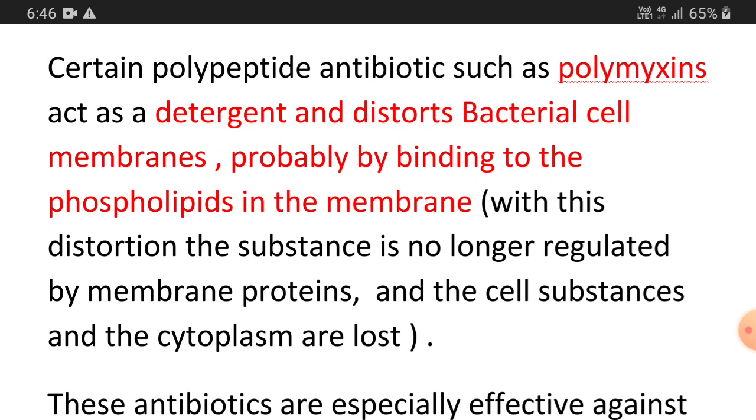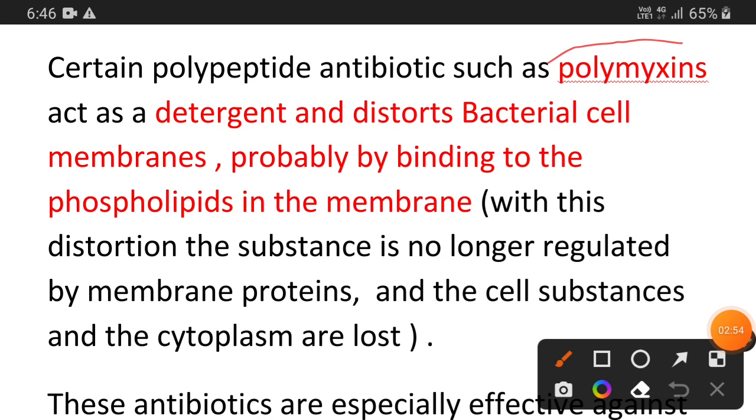Now these polymyxin type antibiotics are mostly useful for treating gram negative bacterial infections because they have an outer cell membrane which is rich in phospholipid, okay?